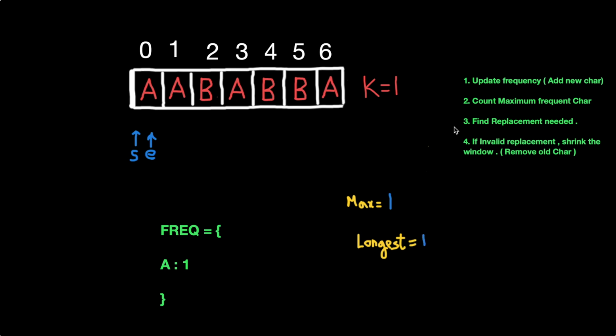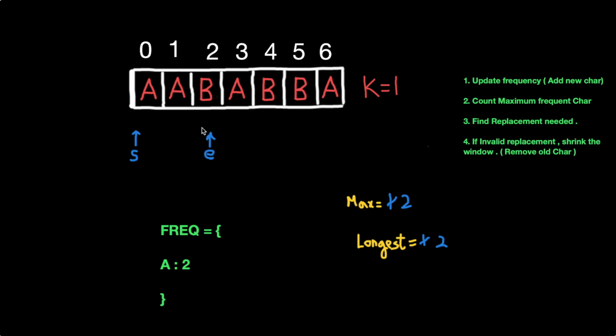Okay. So in the next iteration, I will move this end pointer here, and I will see that it is 2, and I'll update the frequency. So I have updated the frequency, and I'll find the maximum frequent character. It is 2. Now I'll find the replacement needed. To find the replacement needed, I will just subtract this 2 from my sliding window size. The sliding window is of size 2. 2 minus 2 is 0, which is still less than or equal to 1. So it is a valid one. So finally, I'll update my longest. Okay. So in the next iteration, I'll move this end pointer here.